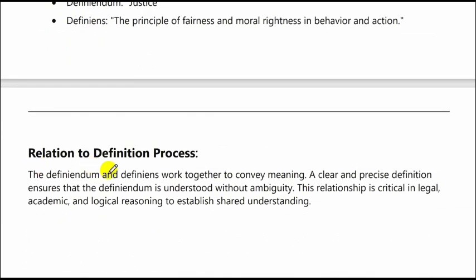Now, what is the relation to the definition process? The definiendum and the definiens work together to convey meaning. A clear and precise definition ensures that the definiendum, that is the term to be defined, is understood without ambiguity. This relationship is critical in legal, academic, and logical reasoning to establish shared understanding.